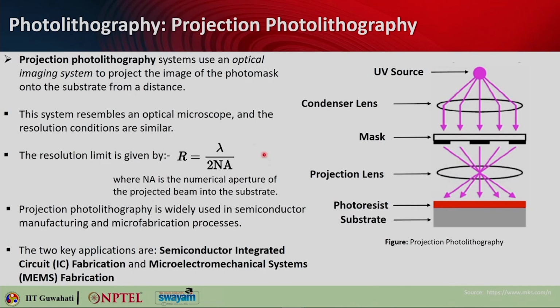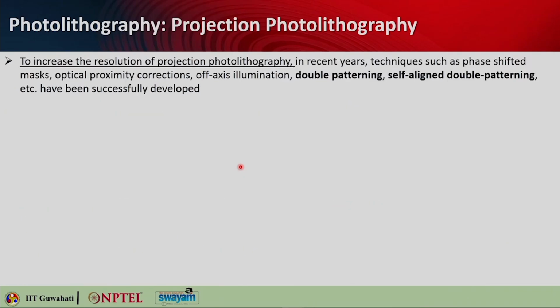You can see here that there is some limit on the resolution which is coming from the numerical aperture of the projected beam onto the substrate. So, in order to increase the resolution of projection photolithography, different techniques have recently been invented, like phase shifted mask, optical proximity corrections, off axis illumination, double patterning, self aligned double patterning, etc. We will not go into all these techniques, but we just want to discuss the double patterning technique here, because that is very popularly used.